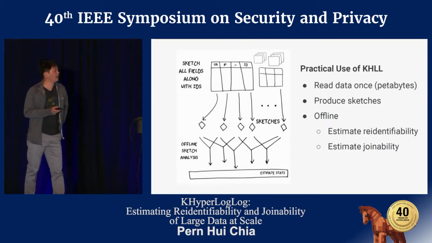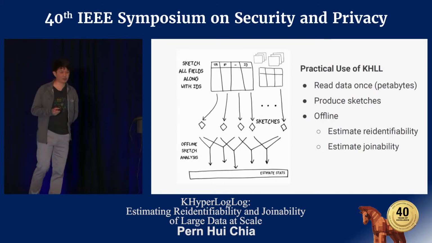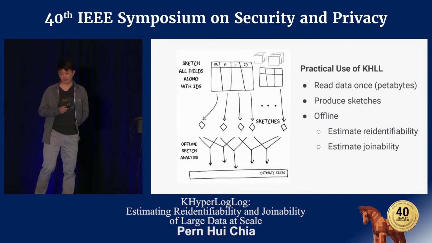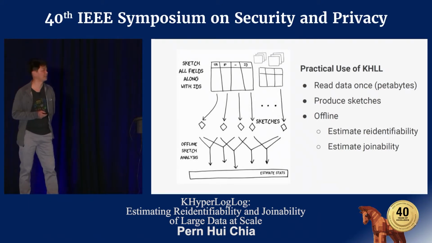In practice, we are using KHyperLogLog in production, and for every analysis run, KHyperLogLog is capable of analyzing petabytes of data, and we estimate various statistics using the sketches that are produced offline. The ability to estimate various statistics offline is really important, particularly for joinability testing. It would be highly infeasible to test for joinability of data sets using the original data.